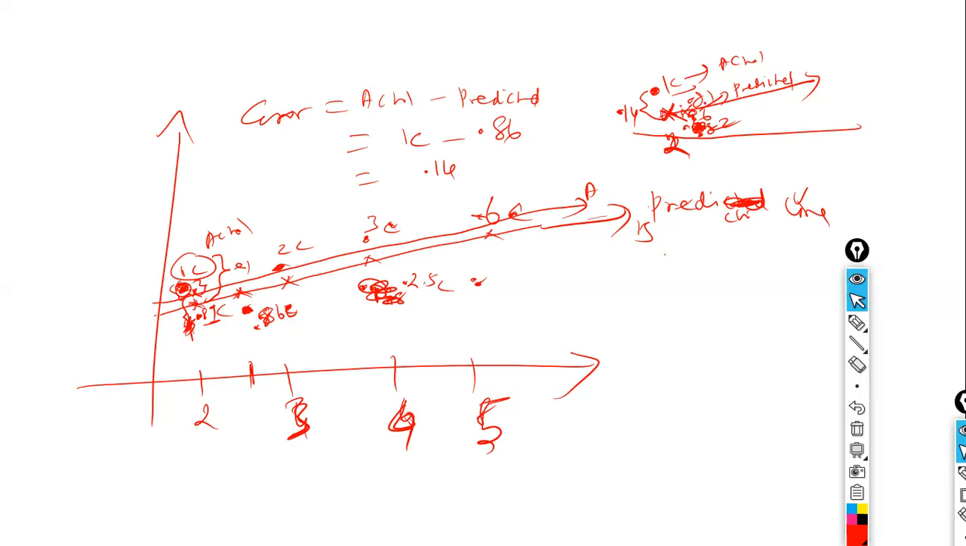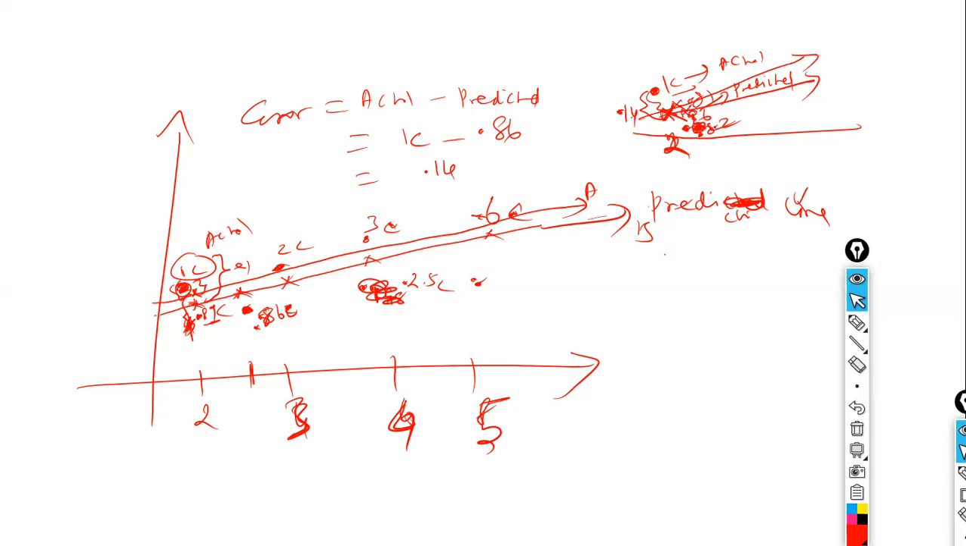But for example, if you draw a line somewhat closer to this one, what will happen? The predicted value appears here. The distance between these two is less, right? The distance between these two is less. Hence the error is less, which is good. But this line is too far from this value, right?